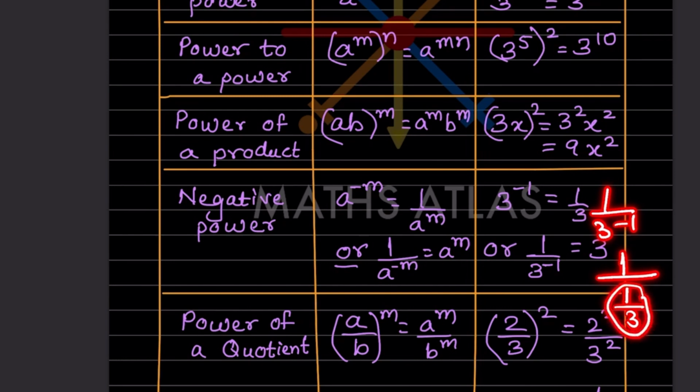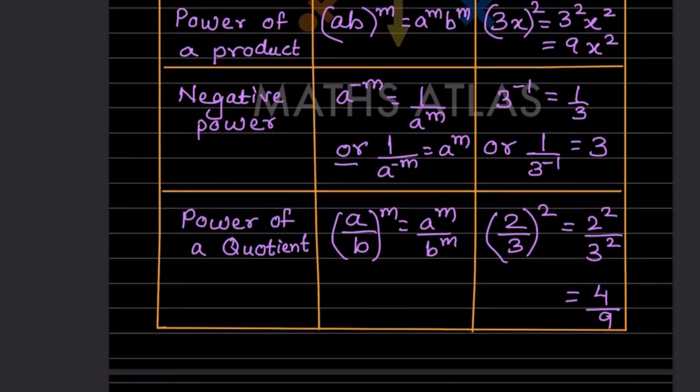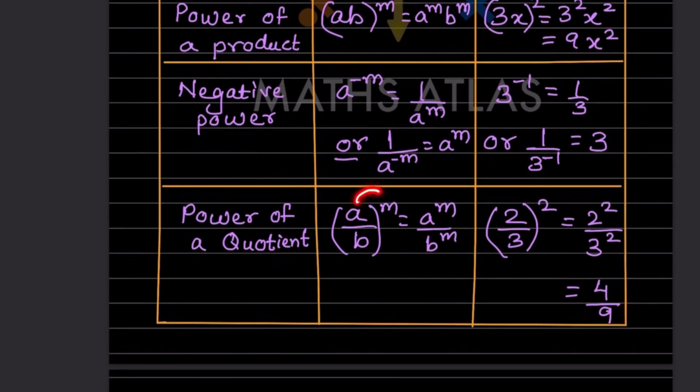This is the denominator, so this becomes the reciprocal, and 3 goes in the numerator, so that will be 3. Then the power of a quotient. Whenever this is there, you multiply the exponent into this and into this one. So that says a raised to m divided by b raised to m.